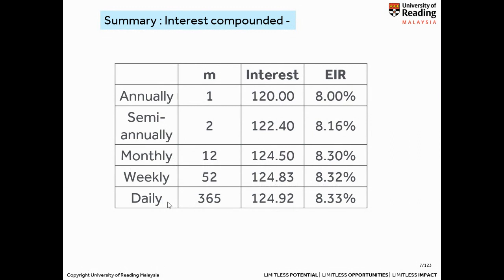Interest compounded daily, m is 365. Interest earned is 124.92. Effective interest rate is 8.33%. Therefore, at the same interest rate, when you compound it with the highest frequency, it will give you the highest interest earned and the best effective interest rate.